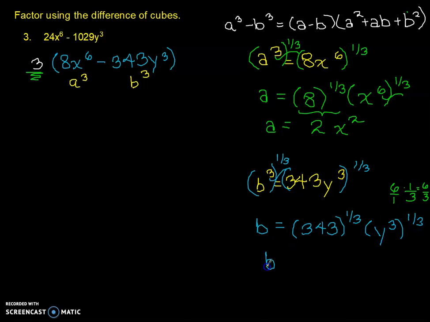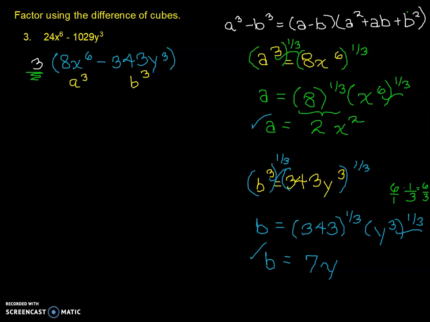Okay, so in this case, 343 to the 1/3 power, we've done that one before. That'll give us 7. And then if I have a power to a power, we've actually multiplied 3 times 1/3 before. It just gives us 1. When you multiply reciprocals by one another, you'll just get 1. So we have A, we have B. So we're going to just rewrite this formula, replacing A with 2x squared and B with 7y.